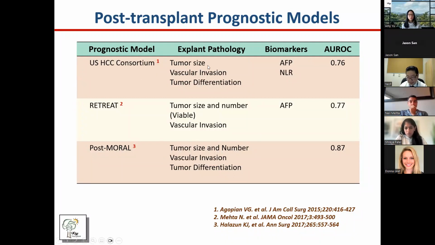This is more intended to provide prognostication based on pathology to decide how we screen these patients for HCC recurrence, and also perhaps stratify patients according to the risk of recurrence so that we can select patients for adjuvant therapy if they become available in the future. Examples include the HCC consortium, the RETREAT score, and the Post-MORAL model.